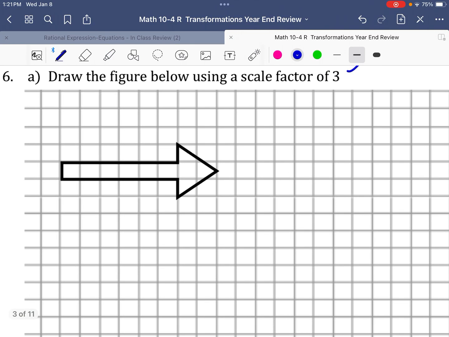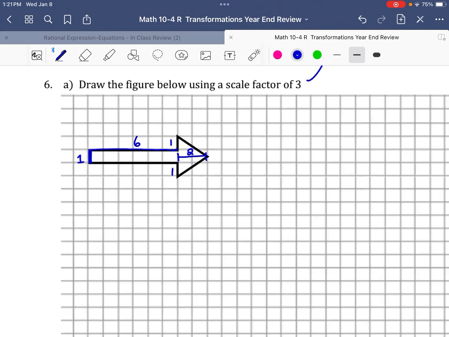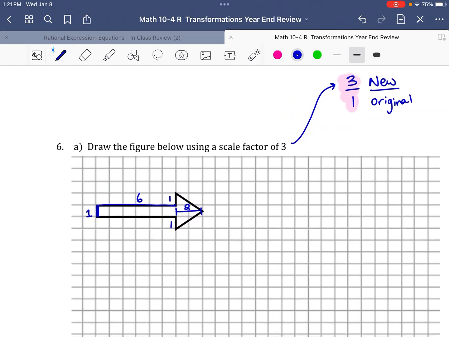And here's how this works. First, measure the sides. So this is a side length of 1. And then here we got 1, 2, 3, 4, 5, 6. And then 1 again, and then the distance from there to there is 2. And that's all we're going to use to compare. So we're going to set up some new fractions.